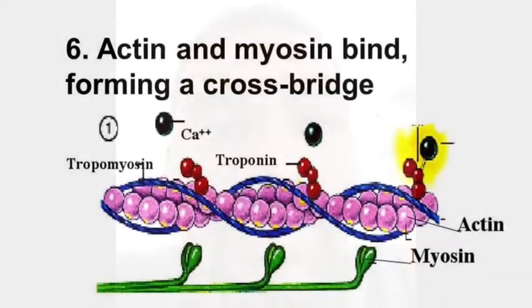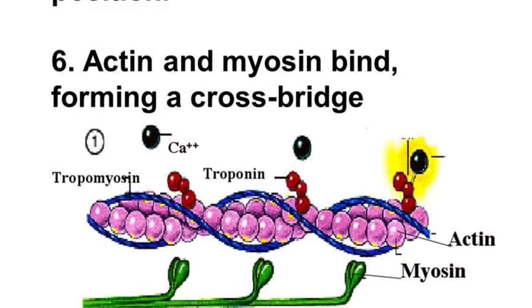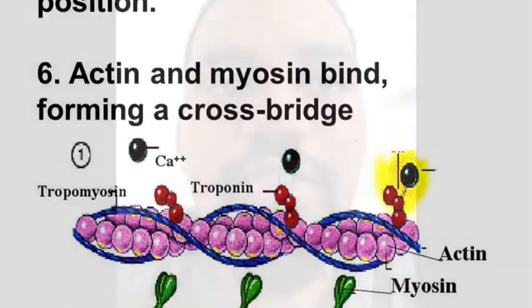Step 11. Actin and myosin bind together to form a cross bridge. Step 12. The myosin heads then pull the actin filaments inwards and release the ADP and Pi and return to a low energy position.